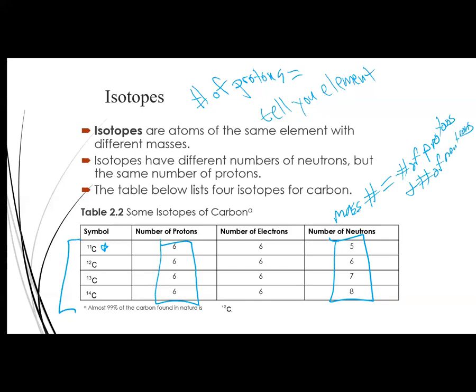And you can see that here. Carbon 14, we should have 6 protons. And if we have 8 neutrons, you can see where that 14 comes from. Our electrons, they're not tied in with our isotopes because they're not necessarily changing our mass so much, but they're tied in with our charges.